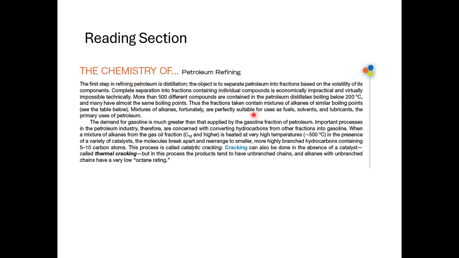In particular, it's called fractional distillation. In fact, there are more than 500 different compounds contained in the petroleum distillates that have a boiling point below 200 degrees Celsius. It's a mixture of alkanes of similar boiling points. So there are a number of alkanes, and it's really hard to separate them, especially since the differences in their boiling points are not that large.